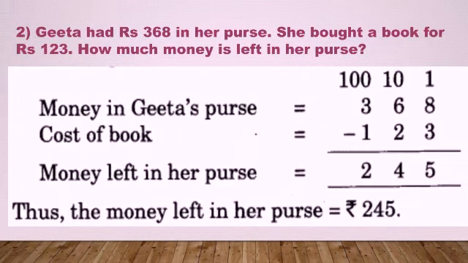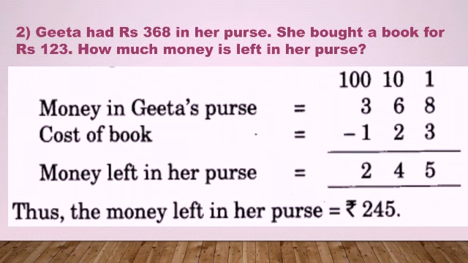Let's read our second question. Geeta had rupees 368 in her purse. She bought a book for rupees 123. How much money is left in her purse? I think you have understood that the keyword left is used here. From the keyword left, you can easily understand it will be a subtraction.